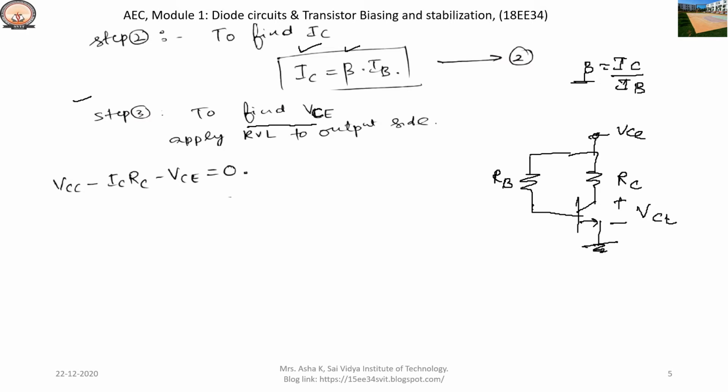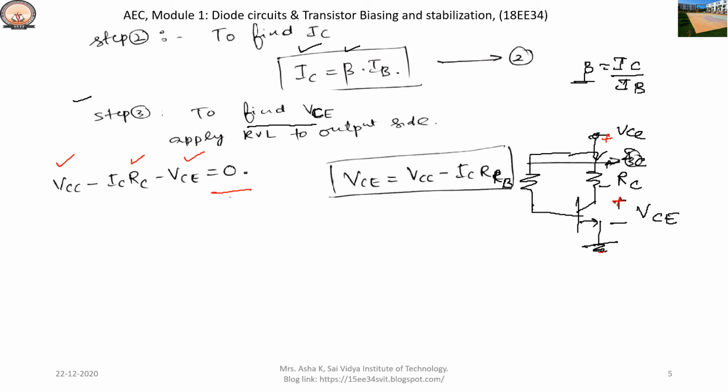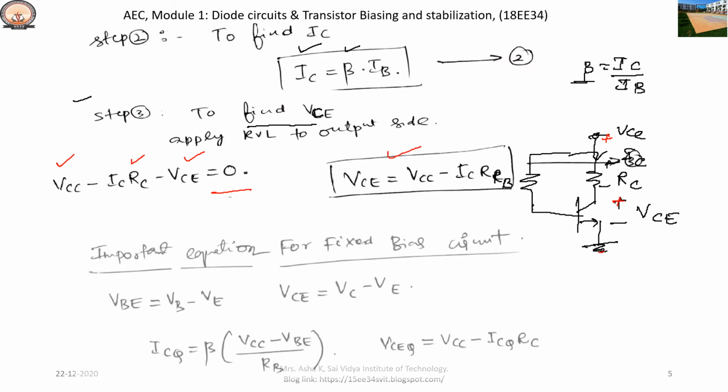RB resistance, RC resistance, a transistor and a supply. The voltage across the collector and emitter is VCE. The current flowing through RC is IC. By applying KVL to the output side, here negative to positive plus VCC, then positive to negative minus IC RC, positive to negative minus VCE is equal to 0. Then after rearranging, we get VCE is equal to VCC minus IC RC.